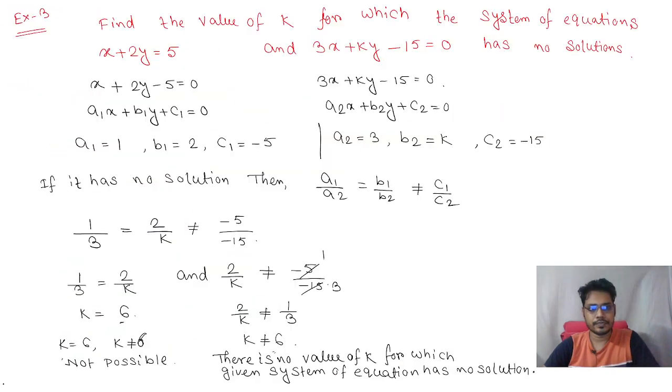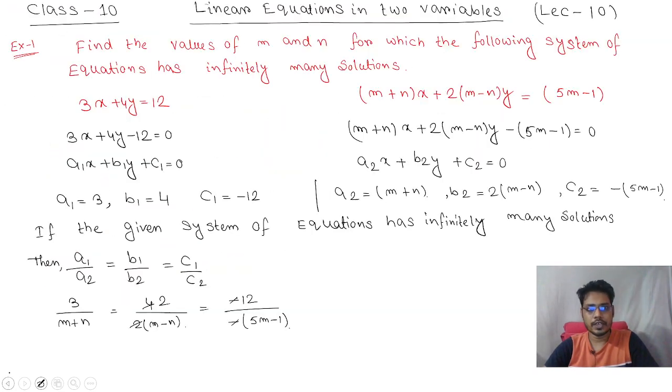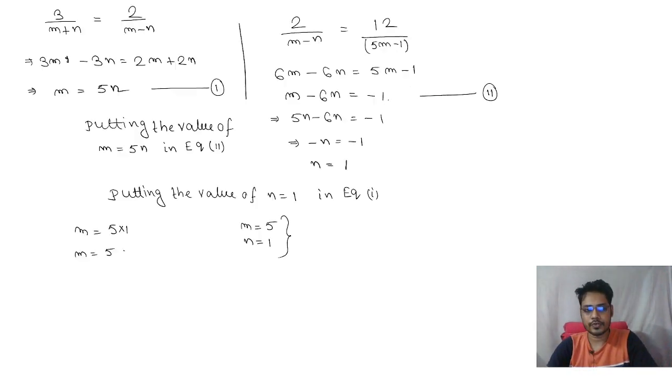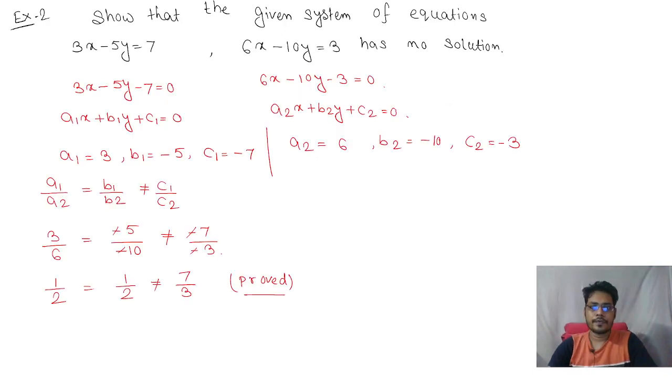So today what we learned: if it has infinitely many solutions, how to find the m and n in the given system of equations 3x plus 4y is equal to 12, and m plus n into x plus 2 into m minus n into y equals 5m minus 1. Now if it has no solution, the condition should be a1 by a2 is equal to b1 by b2, but it is not equal to c1 by c2.